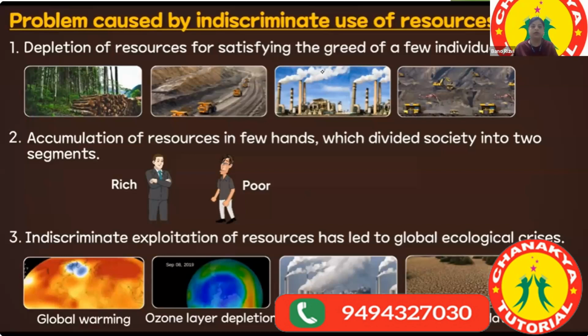Okay, the second problem is the accumulation of resources in few hands, which divides the society into two segments, the rich and the poor. The rich get richer, the poor get poorer. Indiscriminate exploitation of resources has led to global ecological crisis. The names of these global ecological crises are global warming, ozone layer depletion, pollution, land degradation.